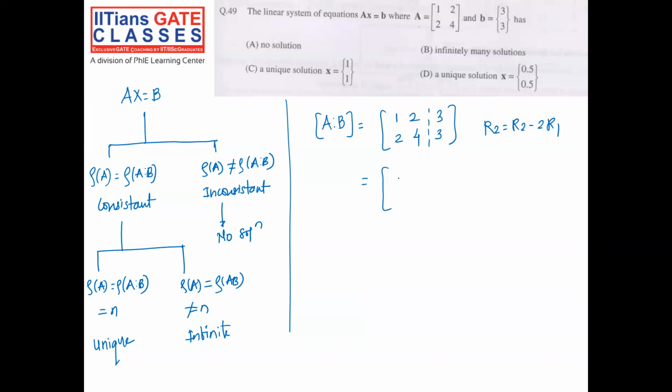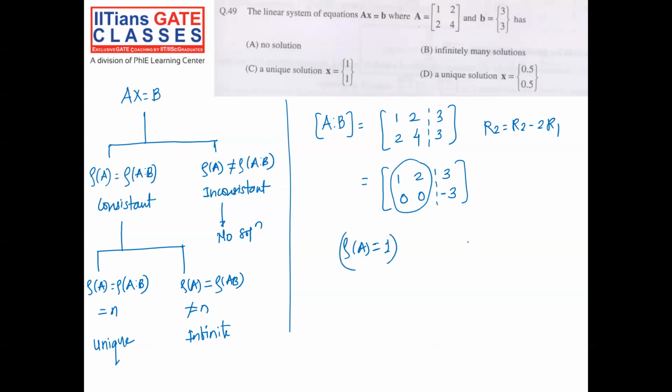So what we'll get? 1, 2, 3. First row will remain as it is. 0. 4 minus 4 is 0. And 3 minus 6 is minus 3. So now we can clearly see this is the matrix A. And for matrix A, the rank is equal to 1.